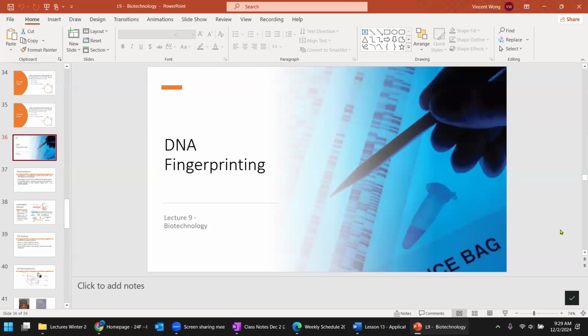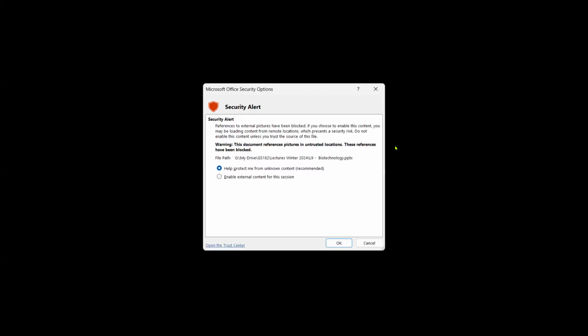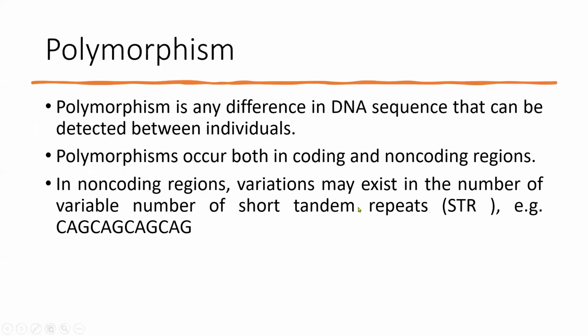DNA fingerprinting is also commonly used for crime scene investigation. If they find a sample of a suspect at the crime scene, and then you have a bunch of people and you want to know if they're there as well, you can do DNA fingerprinting. It's more accurate than traditional fingerprinting, okay? Because now we are analyzing the DNA profile of the individual. So let's take a closer look at how that works.